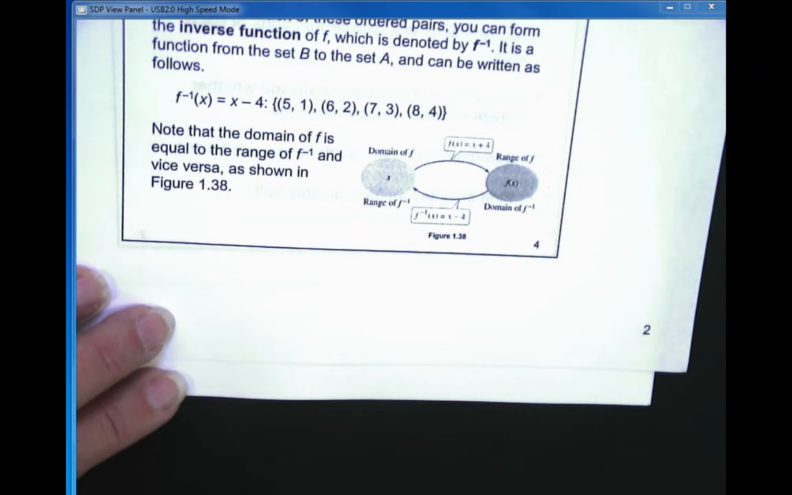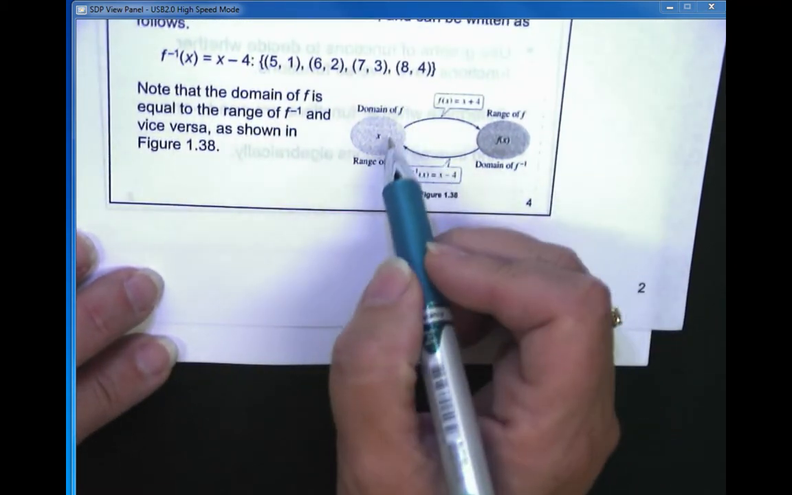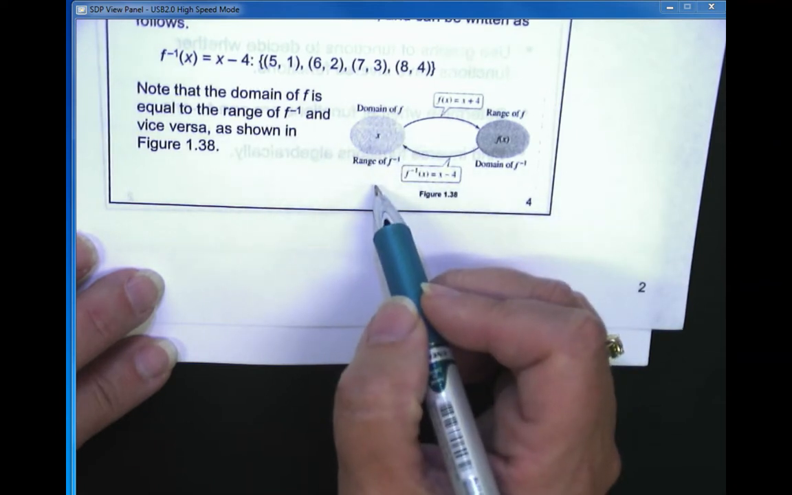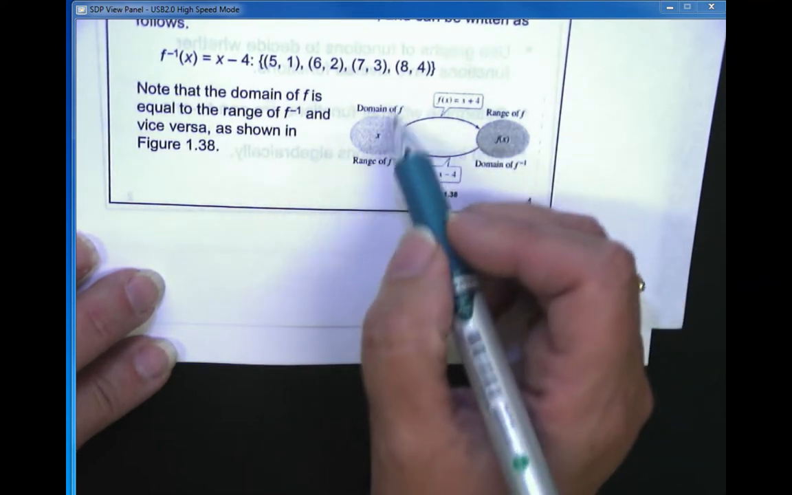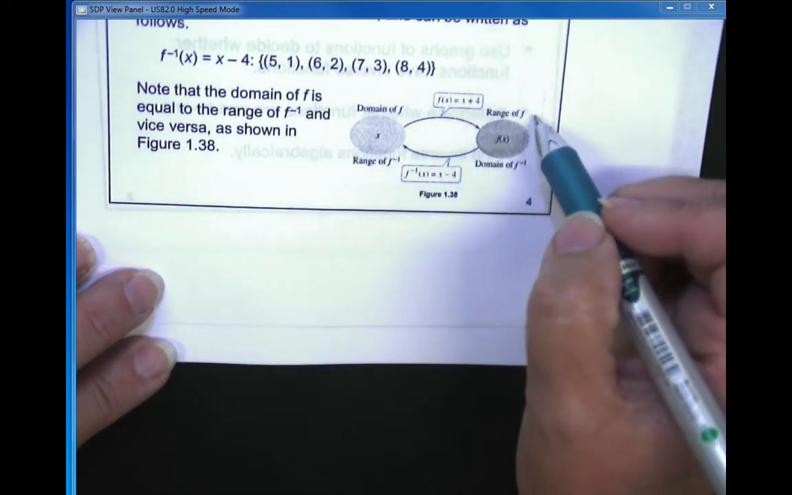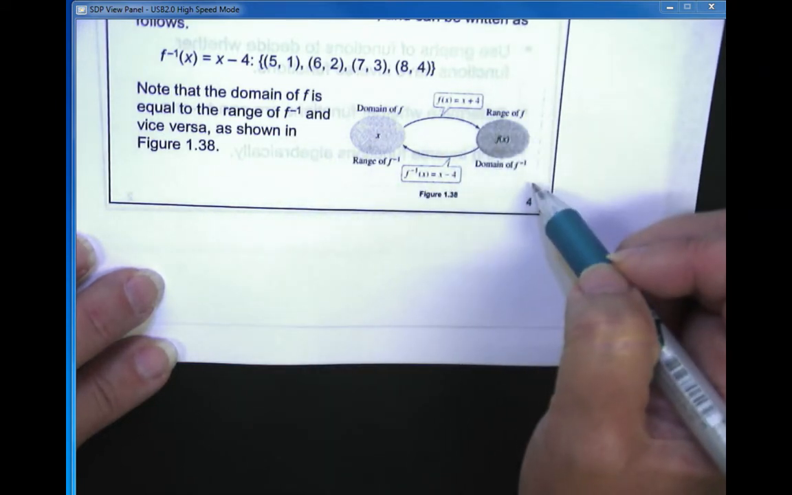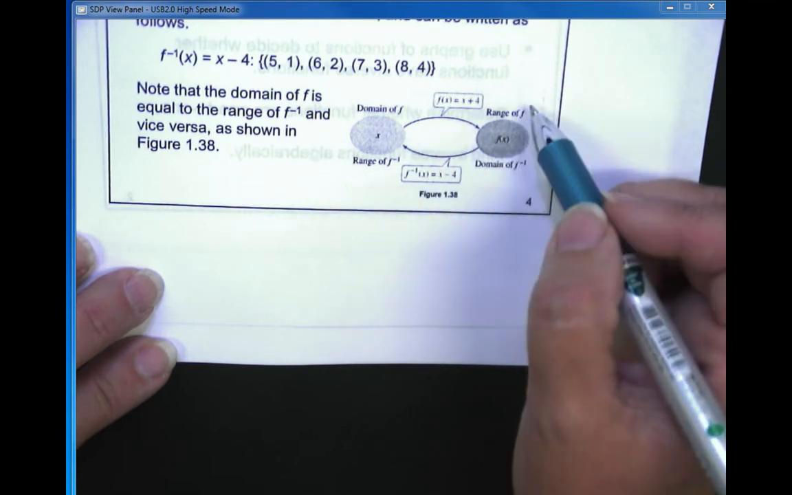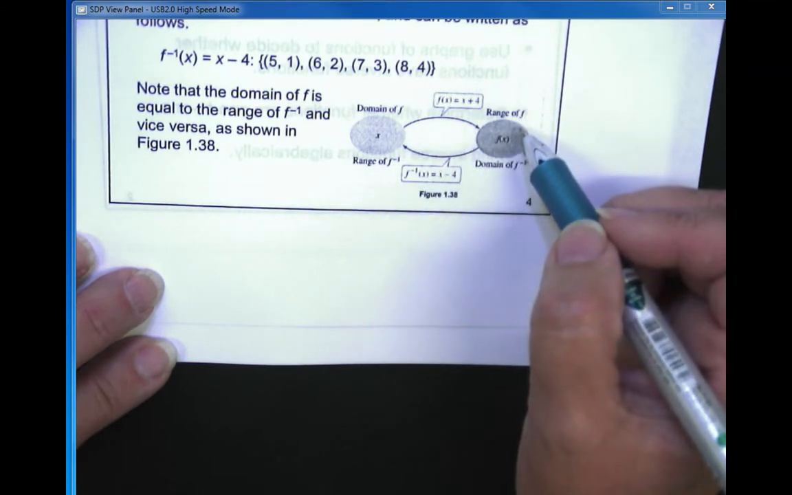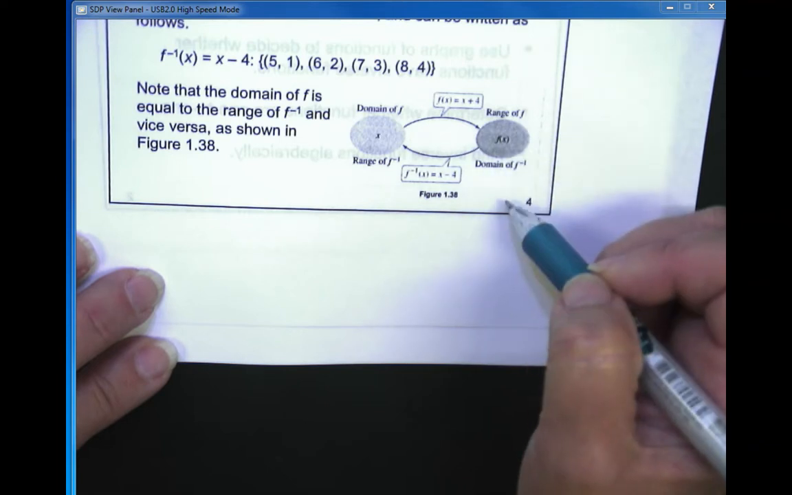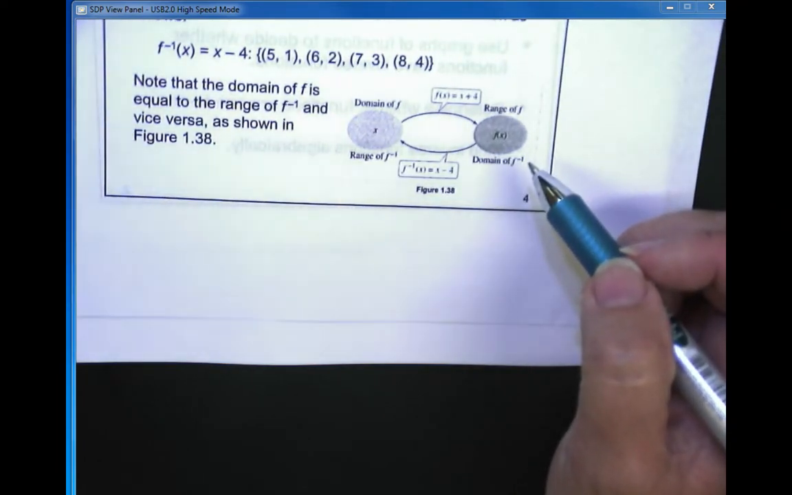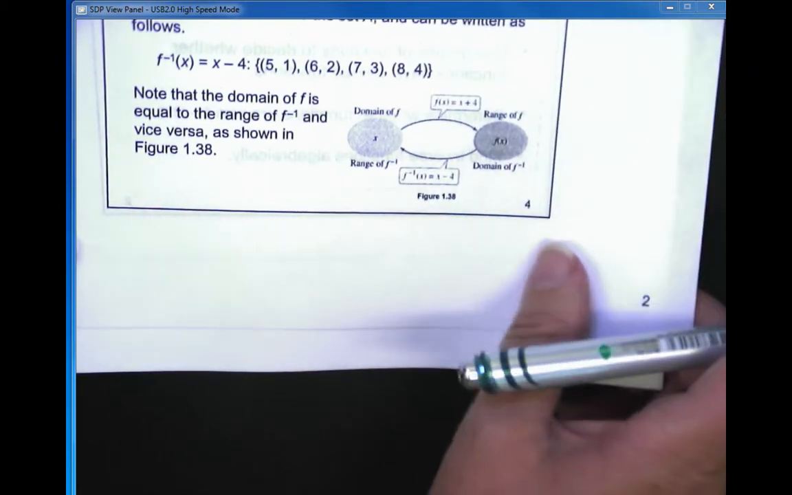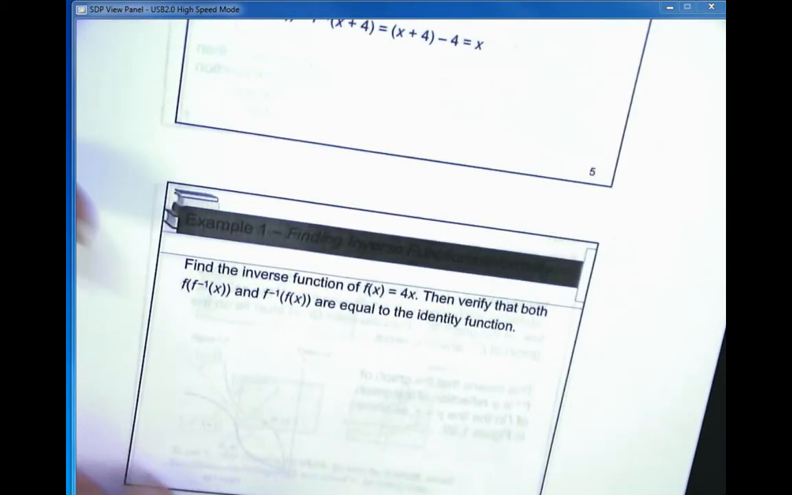The next thing, the most important thing, is that the domain of the first function becomes the range of your inverse. And the range of your function becomes the domain of your inverse. So the domain of the original becomes your y values. The range of your first function becomes your domain, the x values. So x and y switch. If you don't hear anything else here, x and y switch. Questions on that? Good? Okay.